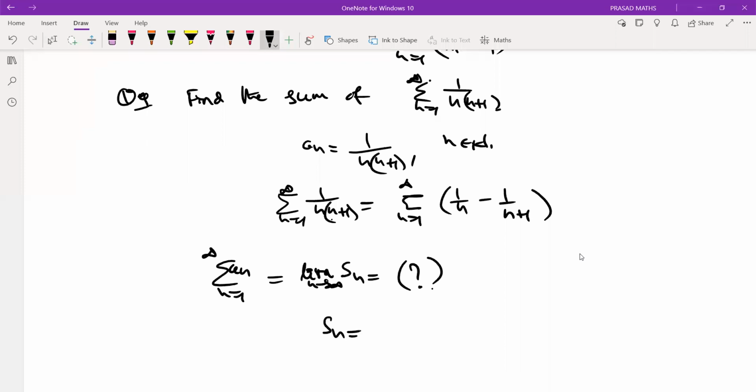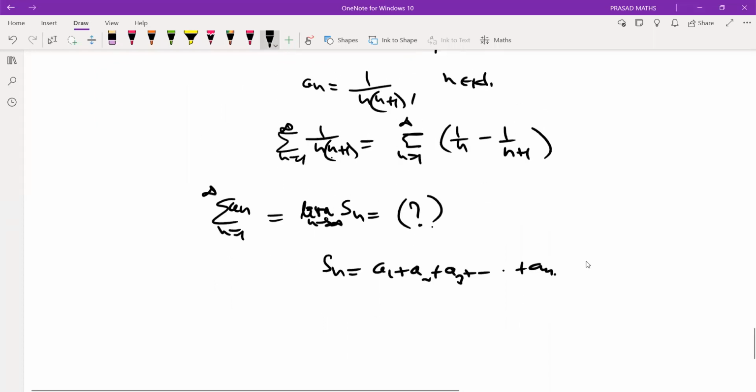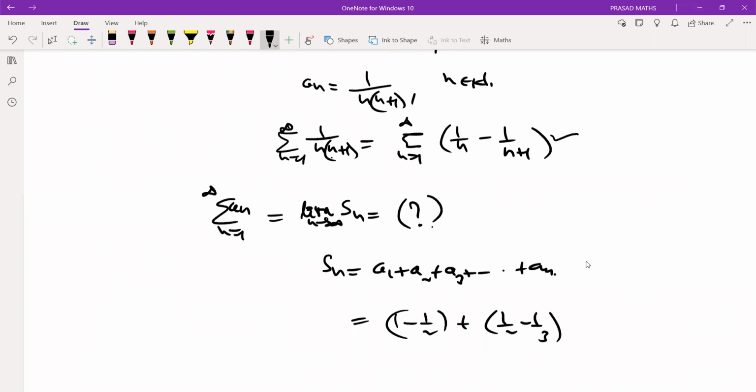What is my Sn? My Sn is a1 plus a2 plus a3 up to an, right? So what is my a1? My a1 is exactly this: 1 minus 1 by 2. What is my a2? 1 by 2 minus 1 by 3. What is my a3? 1 by 3 minus 1 by 4. Going on to 1 by n minus 1 by n plus 1.